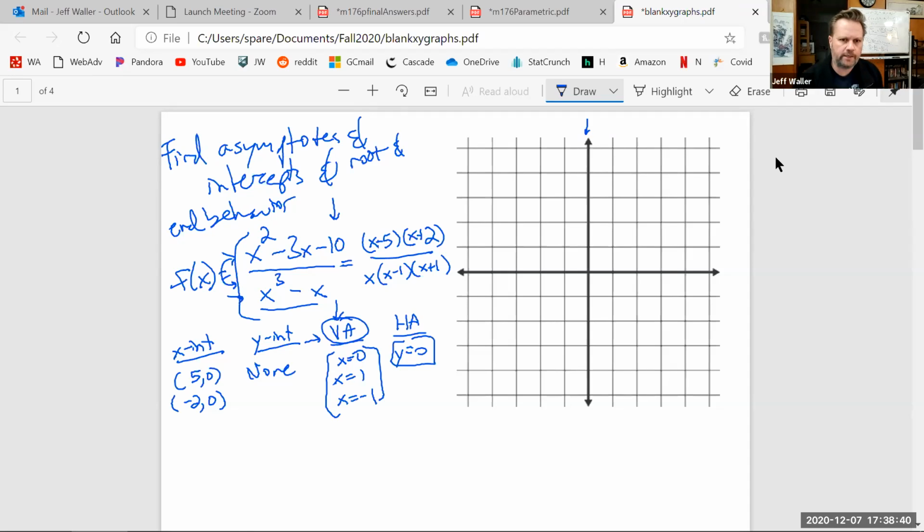All right, so let's see what we got here. I don't have any outputs. Do you see what I mean? Y-intercept is normally an output. So let's graph the x-intercepts. Jeff, where are you? There you are. (5, 0), (-2, 0). Let's do the asymptotes.